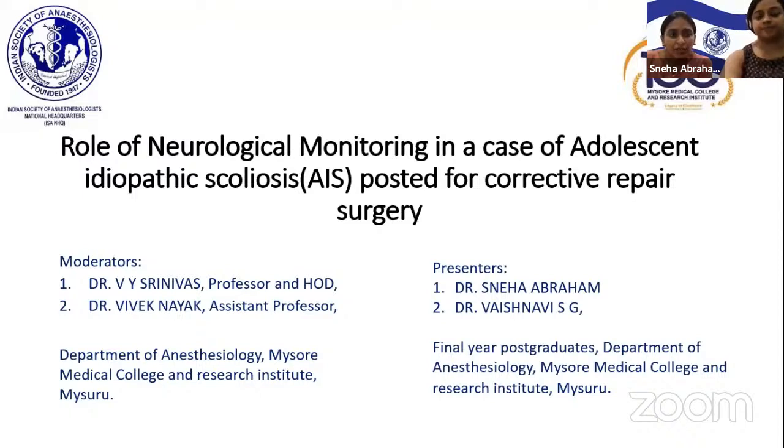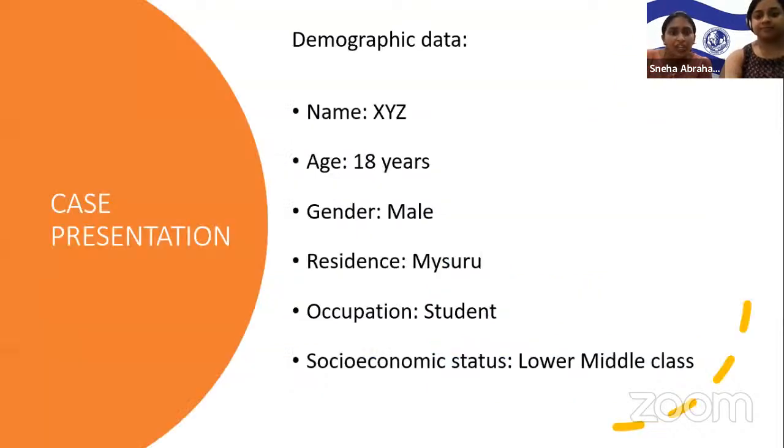Today we'll be discussing the role of neurological monitoring in a case of adolescent idiopathic scoliosis posted for corrective repair surgery. Our patient is an 18-year-old male student, a resident of Mysore, who belonged to a lower middle class family.